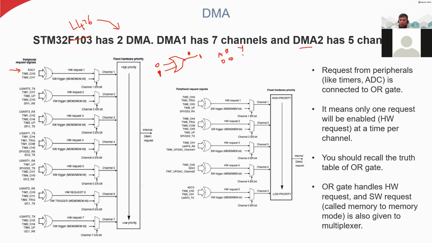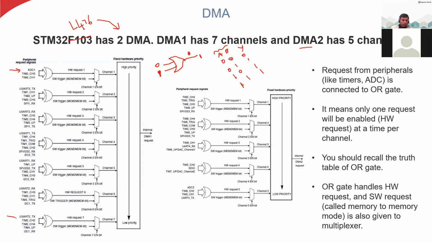Output is Y. 0, 0, 1 is 1, 1, 0 is 1, 1, 1 is 1, right? But this is only 2 inputs, and you can have multiple inputs. So the OR gate handles the hardware request and the software request, called memory to memory mode, which is also given to the multiplexer.